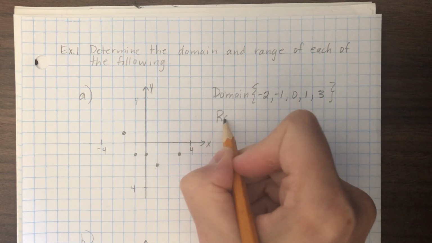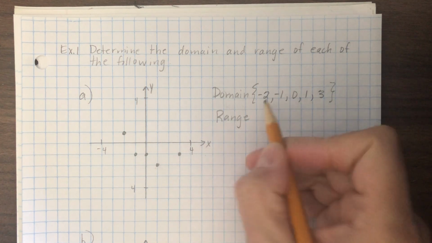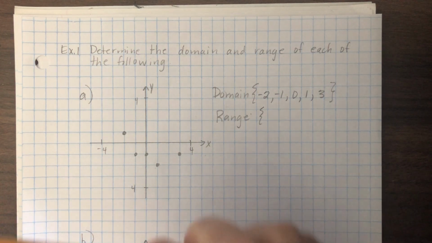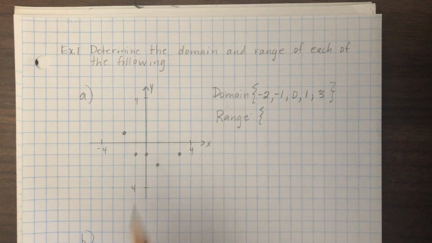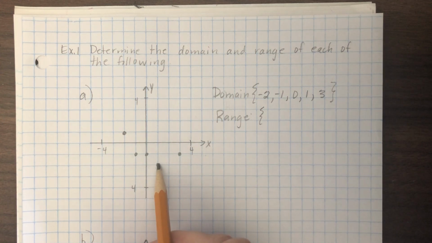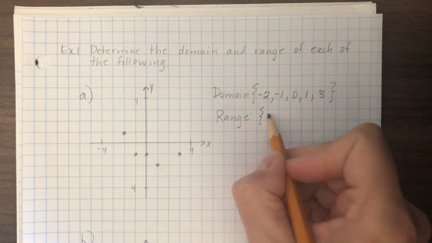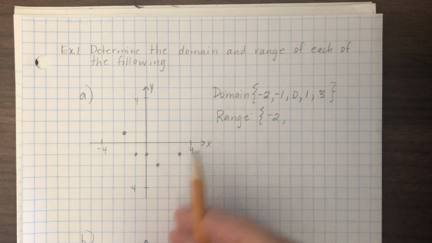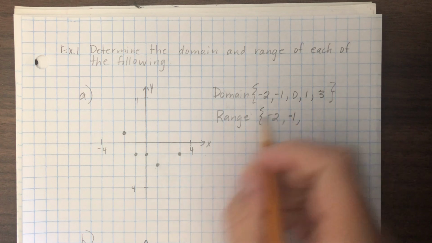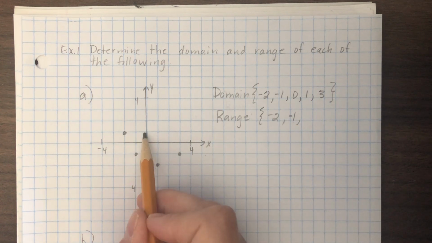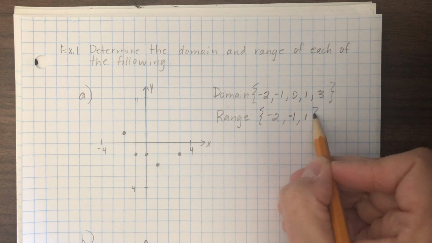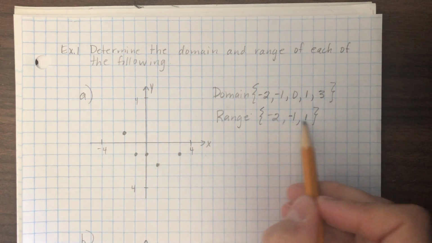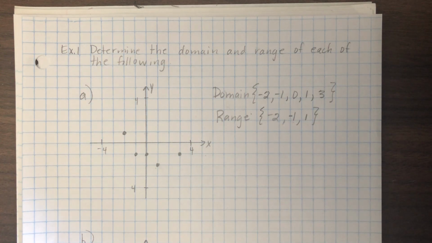Now for the range. For the range, I'm going to look at the y coordinates of all the points. If I want to go from lowest to highest value, I'm going to go from the bottom to the top. So I'm starting with the lowest point. Its y coordinate is going to be -2. Now the next 3 points have a y coordinate of -1. I only have to state that once. And then the last point has a y coordinate of 1. So that's my range. All the points on the graph will have one of these y coordinates.